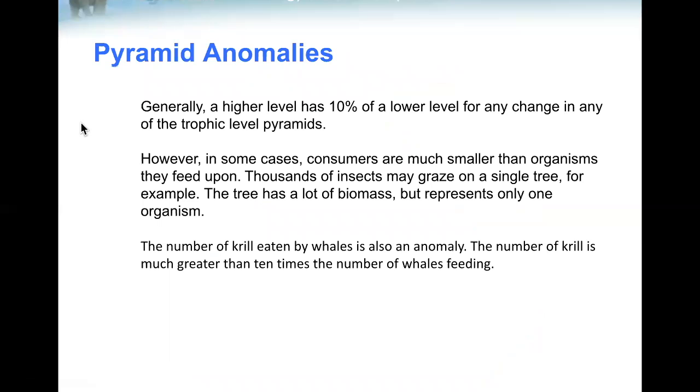There are some pyramid anomalies. Generally, a higher level has 10% of a lower level in any of the trophic level pyramids. However, in some cases, consumers are much smaller than the organisms they feed on. Thousands of insects may graze on a single tree, for example. The tree has a lot of biomass, but represents only one organism. Or the number of krill eaten by whales is also an anomaly. The number of krill eaten is much greater than 10 times the number of whales feeding.